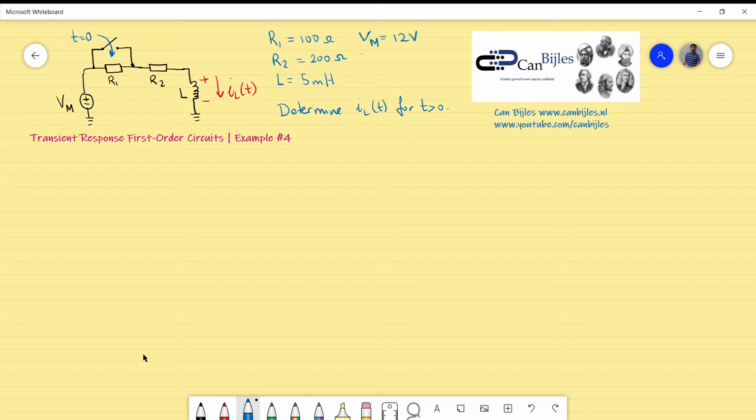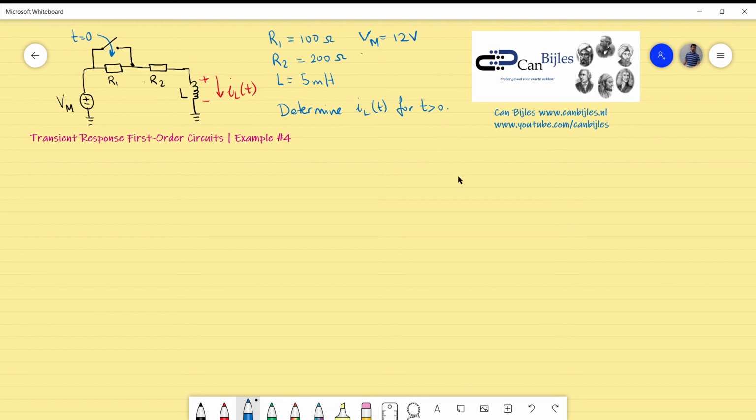We have our RL circuit with an independent voltage source connected to a series combination of two resistors and one inductor. There is also a switch across the resistor R1, which will be closed at time equals 0. It is at the moment open. What we would like to know is the expression for the inductor current IL as a function of time for time greater than 0.